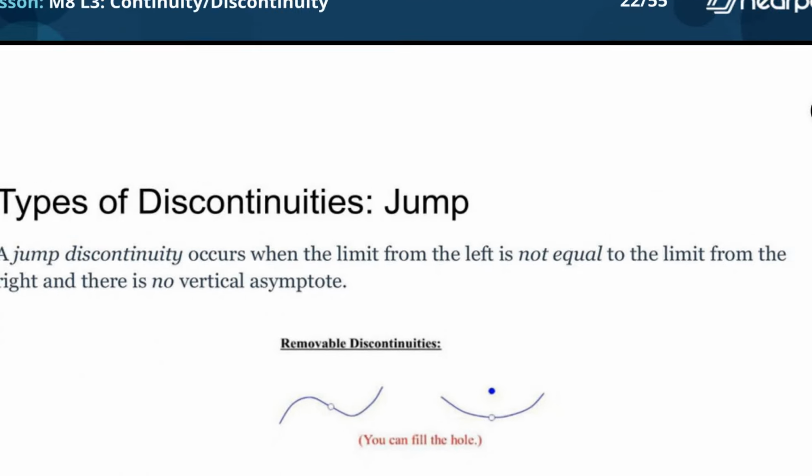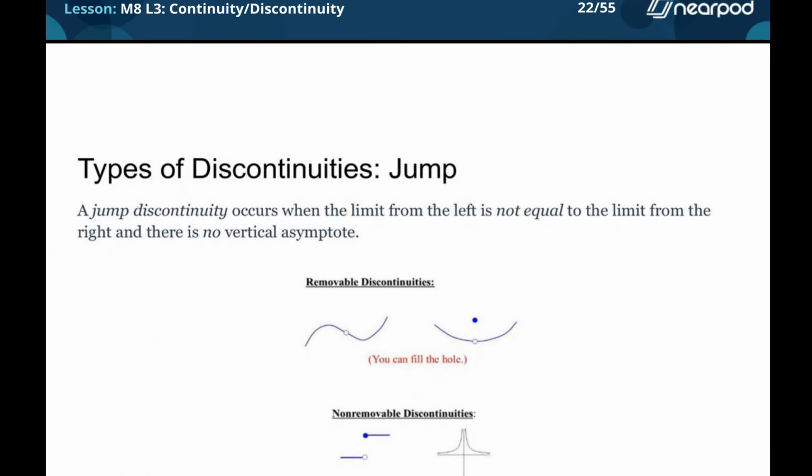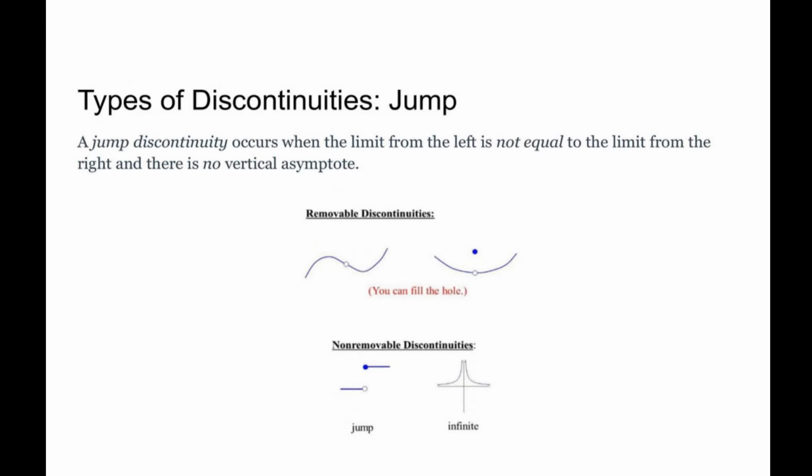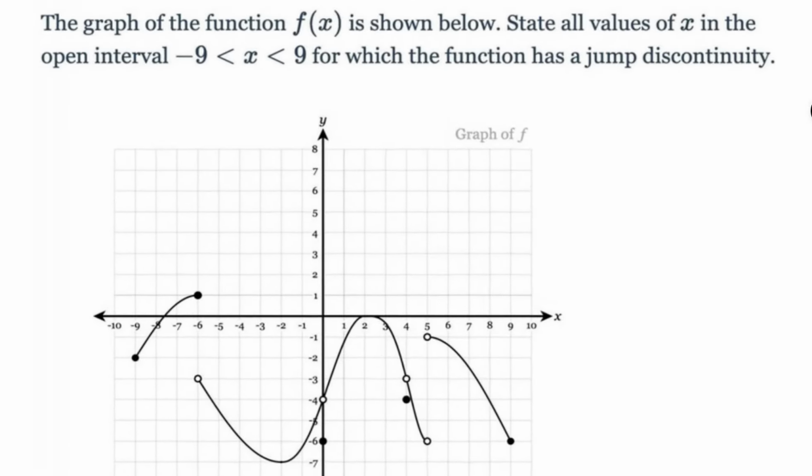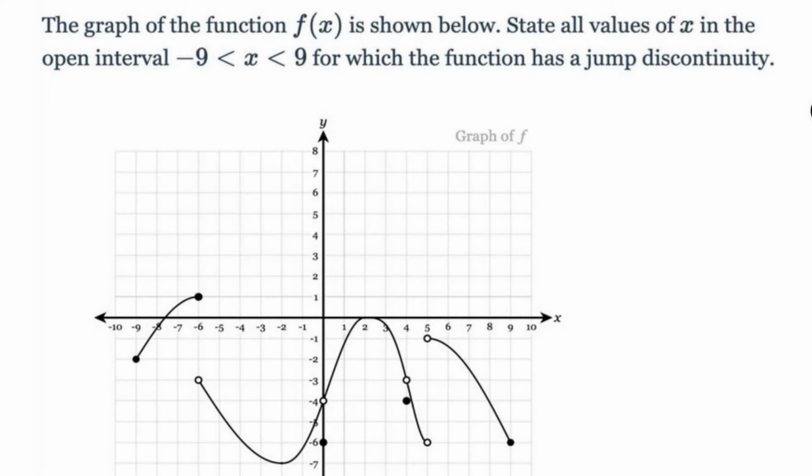Okay, let's talk about jump now. So jump is quite similar to removable, except that the limit approaches different values from 2 different sides. And there's no asymptote to deal with because that would be infinite. It's really easy to spot a jump because think of a video game, like old school Super Mario Brothers, and Mario was running. If he went up here, he would have to pull some kind of trick to go down to this next level. He'd have to use a rope, or bounce on a turtle's back, like he would have to find a way to jump from one point to another.